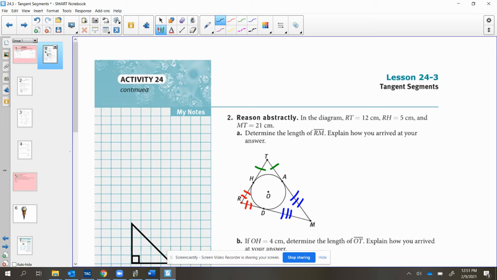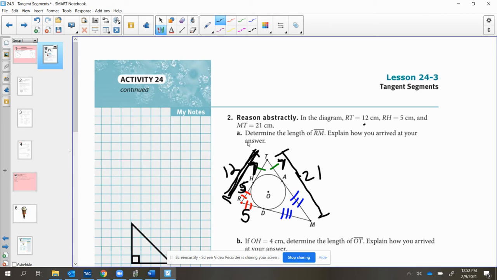If we label our diagram, they're telling us that R to T, this whole segment here, is 12. Then they're telling us R to H inside here is 5, and M to T is 21. We want to figure out our remaining sides, particularly RM. We know RH is congruent to RD because of the tangent theorem, so those are both 5. If our whole segment here is 12 and this little piece is 5, this remaining piece would have to be 7, which also makes TA 7.